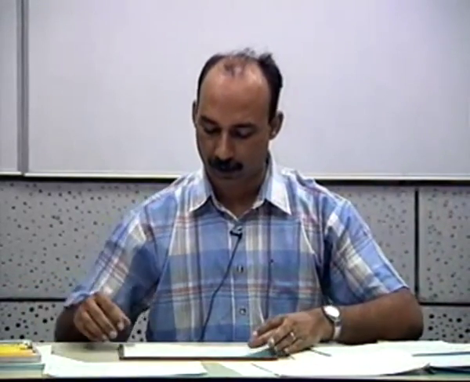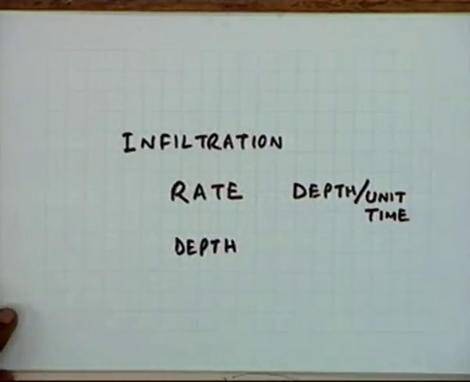The rate at which the water will infiltrate into the soil is known as the infiltration rate. And to find out the infiltration rate, you use various methods. There are various equipment also which can be used for finding out the infiltration rate. What you do is you observe the depth of water which has been lost in a unit time. That will give you the infiltration rate.